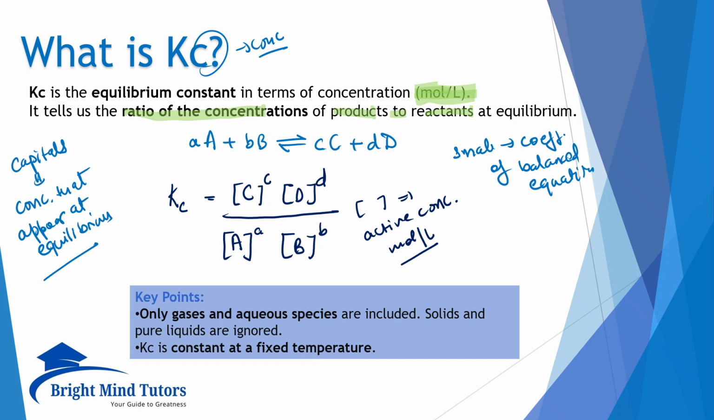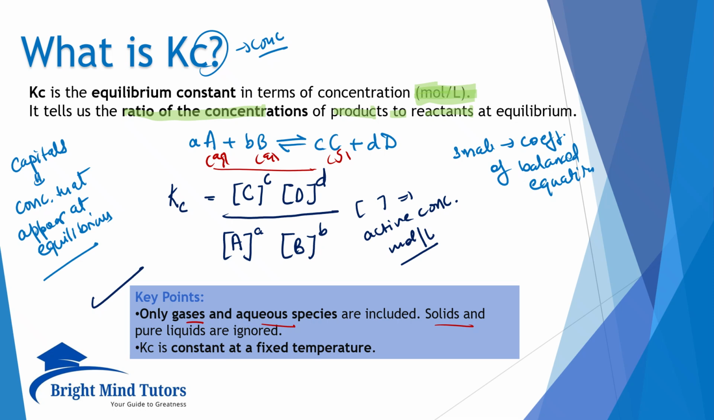Now again, this is a very important key point. Whenever we are writing these, the state symbols are pretty important. This needs to be aqueous, gas, or whatever. The state symbols are important. Whatever comes in the expression of Kc should have a state symbol of gas or aqueous only. Solids or pure liquids, we don't write them. We don't consider them. They are never written. They are ignored. They are actually equal to 1.